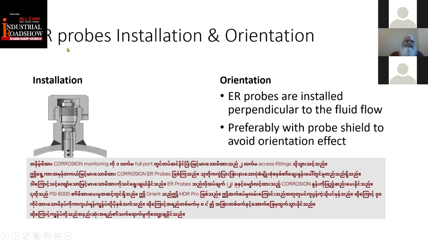This is the ER probe installation orientation. Same is true with the coupons. These probes are installed, they have to be oriented in such a way that they are not subjected directly to the flow regime or the flow impacts. So we prefer to put probe shields in there which have holes, so the liquid can enter from one side and leave from the other side and from the bottom. So we can reduce or minimize the impact of the fluids on the condition of the probes.